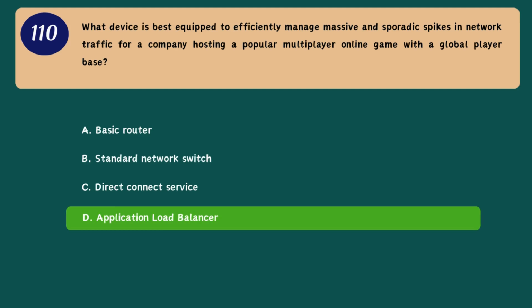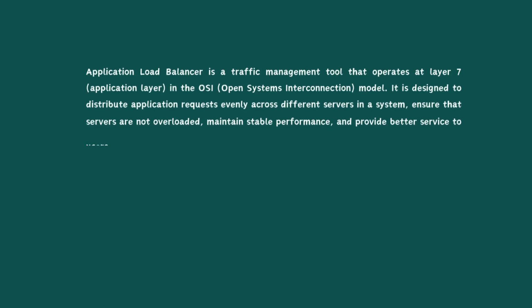Correct answer. D. Application load balancer. Application load balancer is a traffic management tool that operates at Layer 7, application layer, in the OSI, Open Systems Interconnection model. It is designed to distribute application requests evenly across different servers in a system, ensure that servers are not overloaded, maintain stable performance, and provide better service to users.